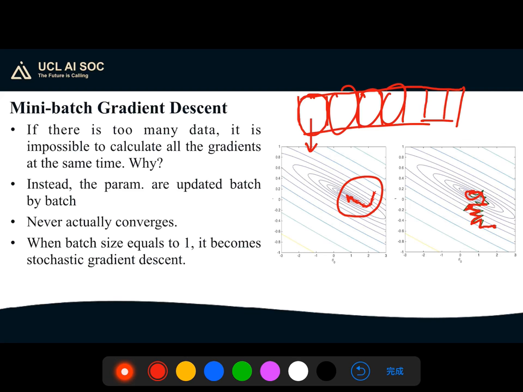Okay. So when the batch size equals 1, it becomes one of the most famous techniques called stochastic gradient descent. You might have heard or seen it before.